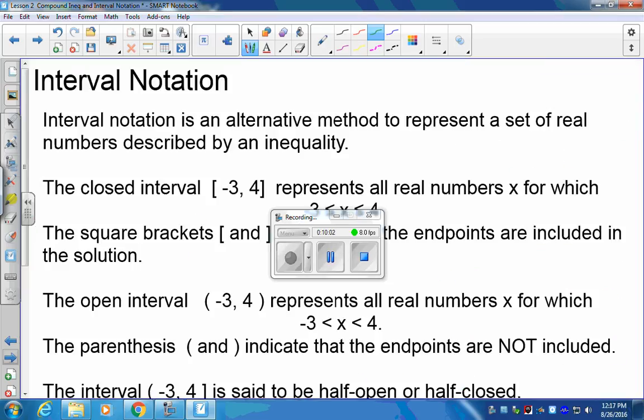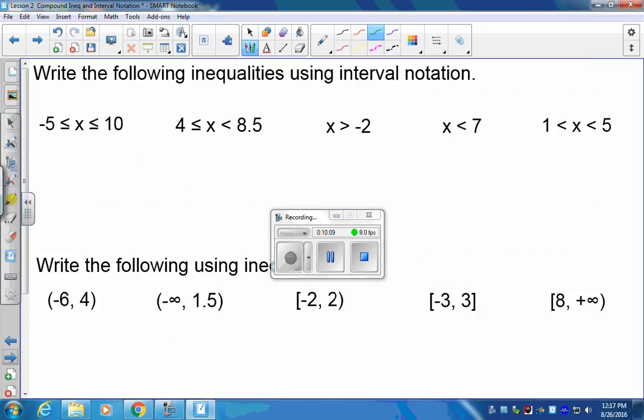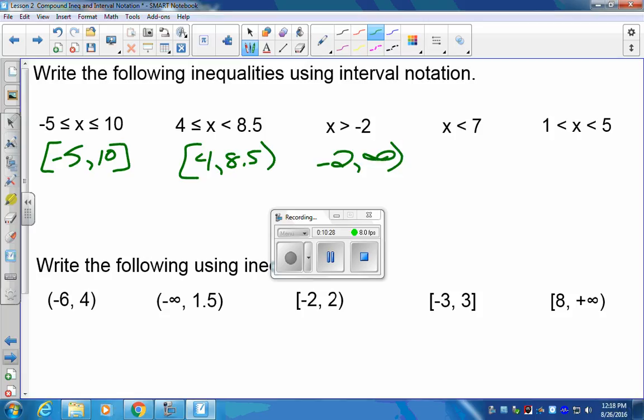All right, interval notation. This is just a quick review of what we already learned so we can continue on. All right, so we're going to write the following inequalities in interval notation. Just a reminder, remember, equal signs included, it's a bracket, so I'm going from -5 to 10. Brackets from 4 to 8.5, which gets a parenthesis. Greater than -2, so I'm going from -2 up to infinity. Parentheses for both. Less than 7, -infinity to 7, parentheses. 1 to 5 gets parentheses.